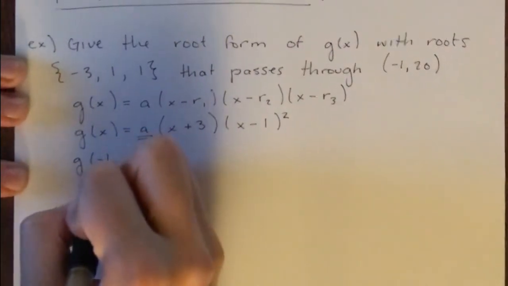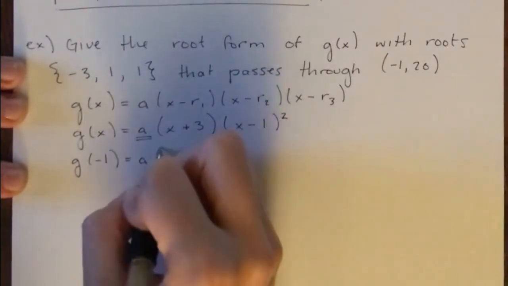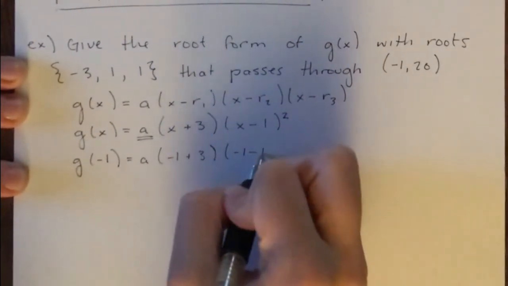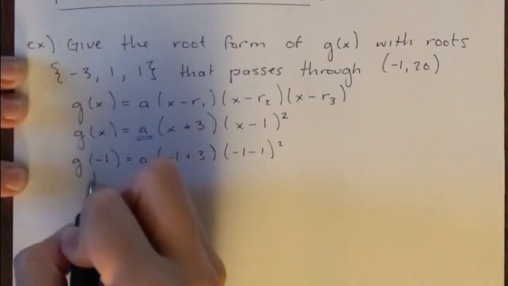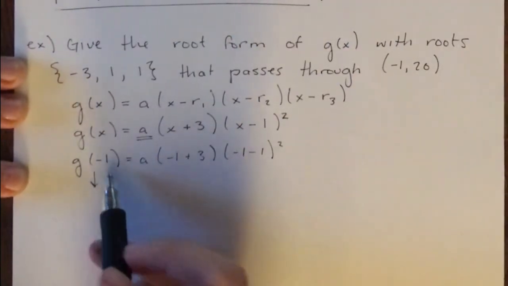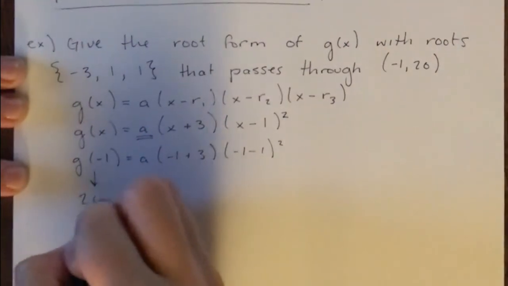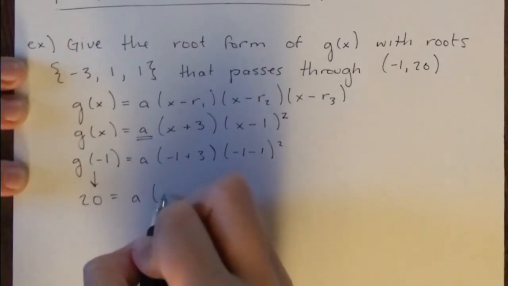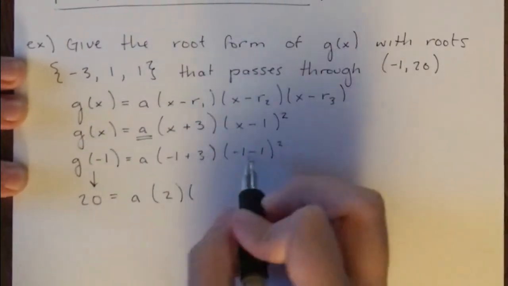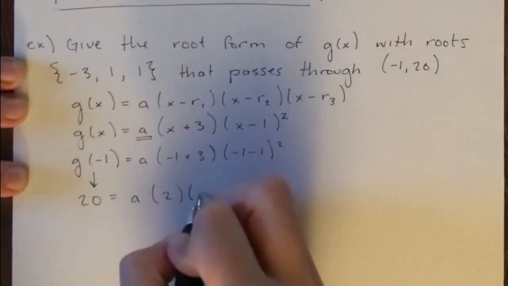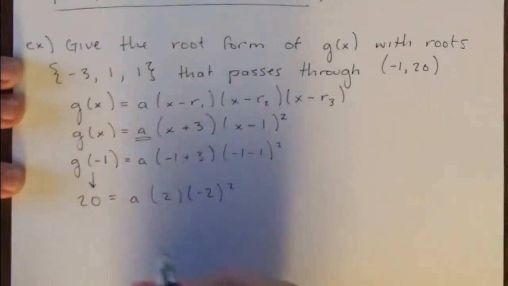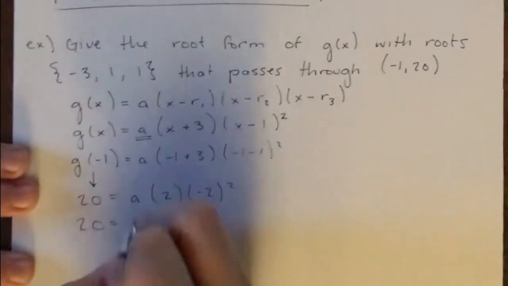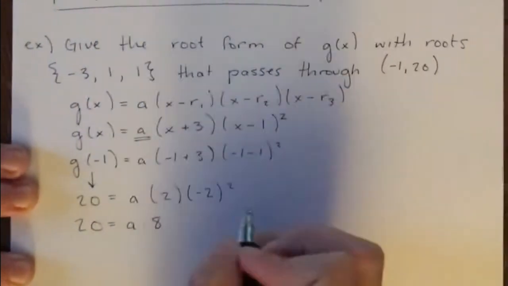So x is -1. The output of g at -1 is 20. So we have 20 equals a times -1 plus 3, which is 2, times -1 minus 1, which is -2, squared. So we have 20 equals a times 8.